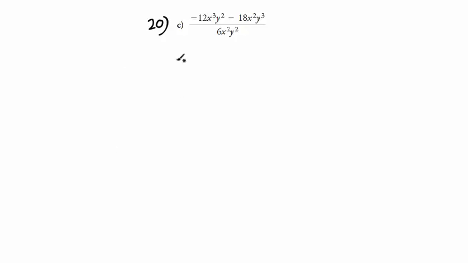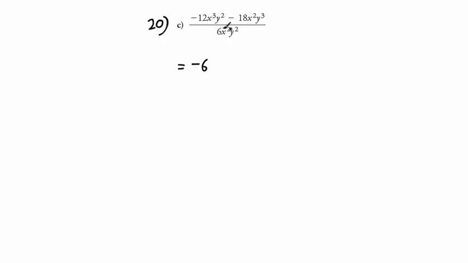Now in 20c, when we factor the numerator, we have two negative terms. So let's factor out the negative. That's completely optional. You don't have to factor the negative. I'm just factoring it out because there's two terms with a negative sign. And then from 12 and 18, the greatest common factor is 6.